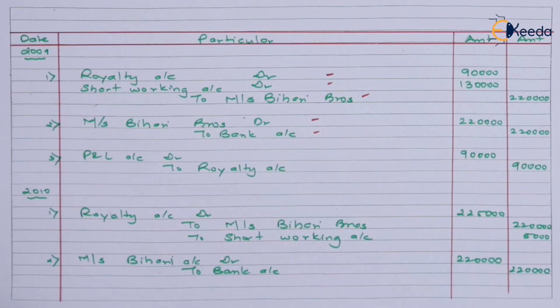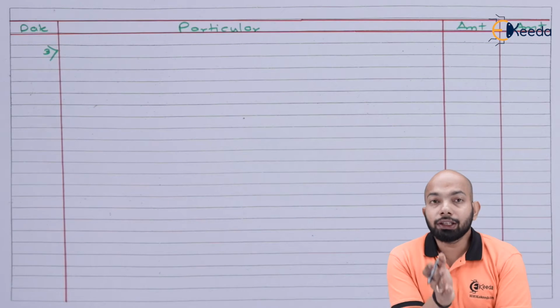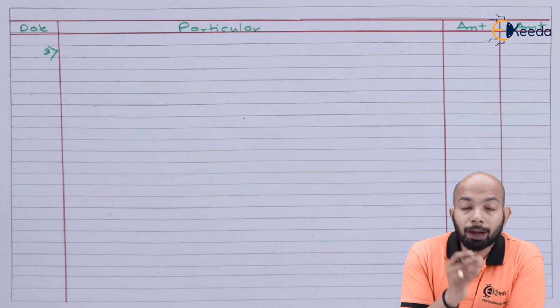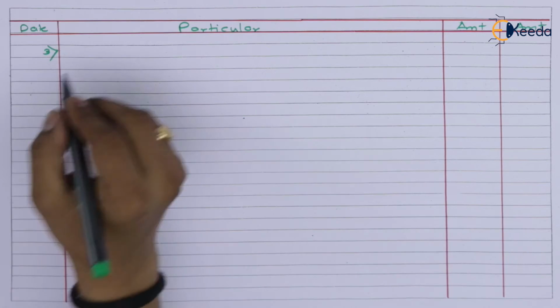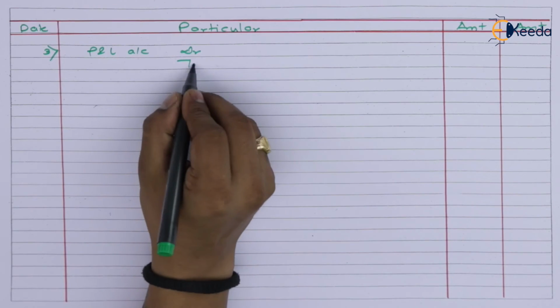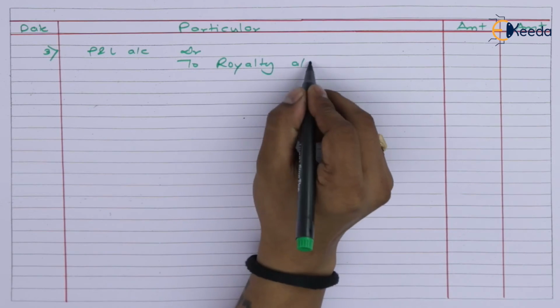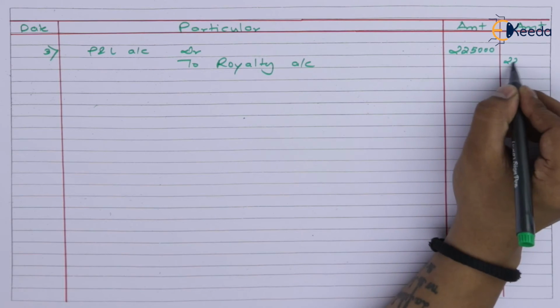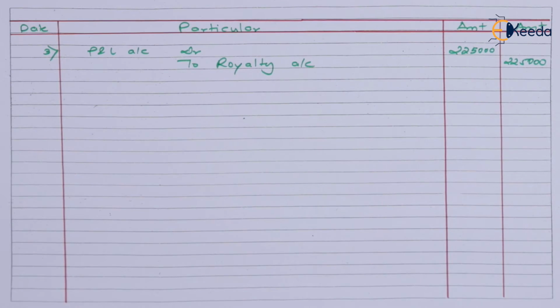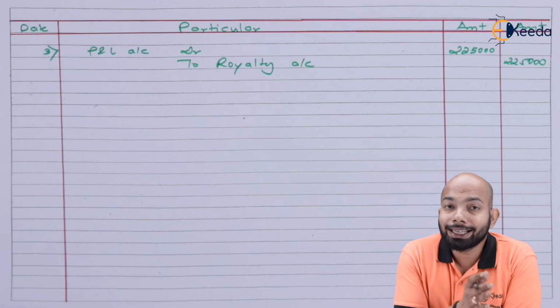So the entry is Messrs. Bihari Brothers account debit to bank account. Now the third entry here will be transfer of the royalty to profit and loss account. Now we'll be transferring the royalty to profit and loss account, the complete amount of 2,25,000. With this, 2010 is also done.